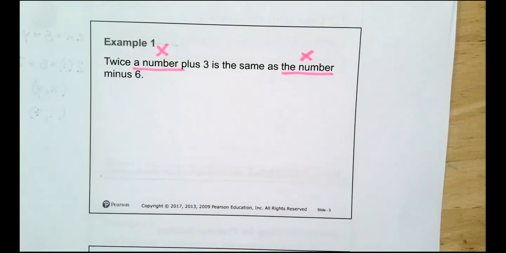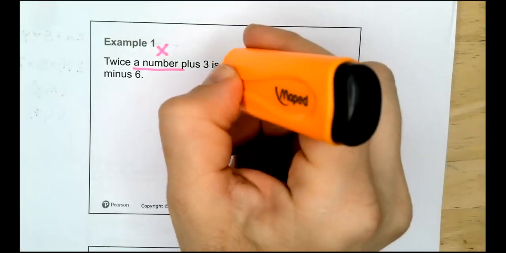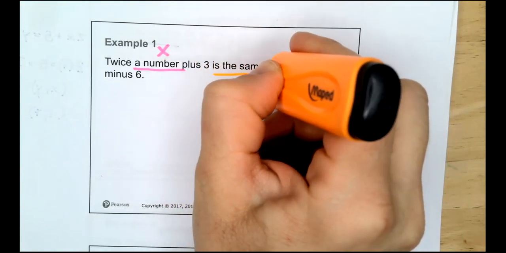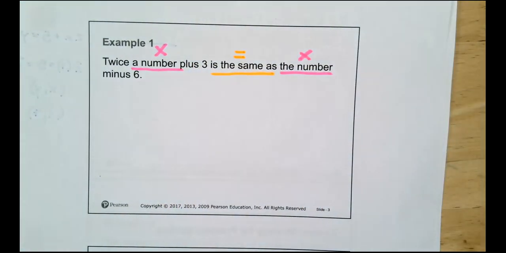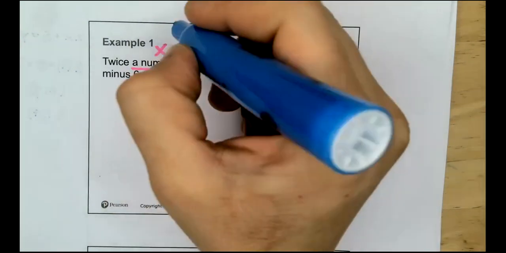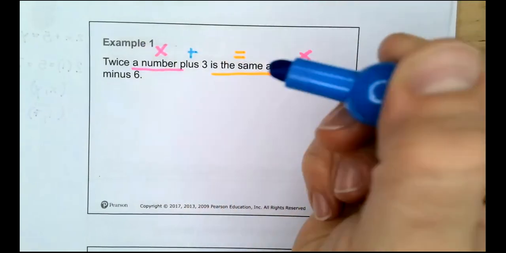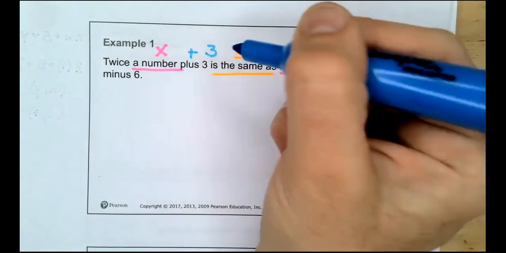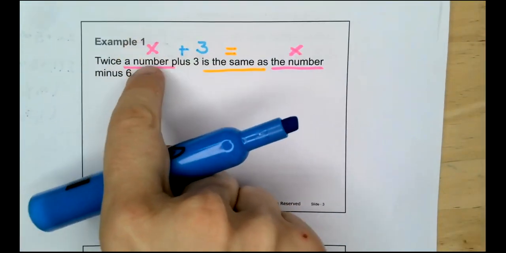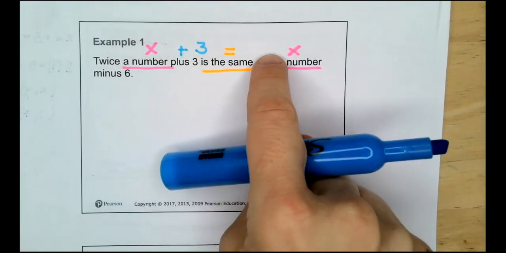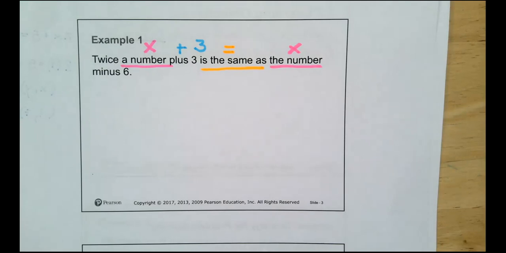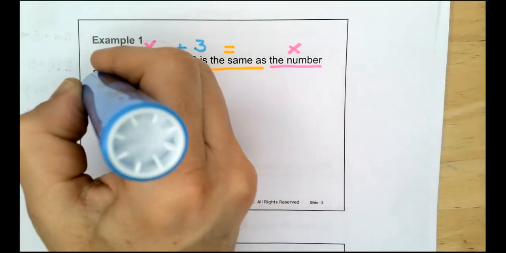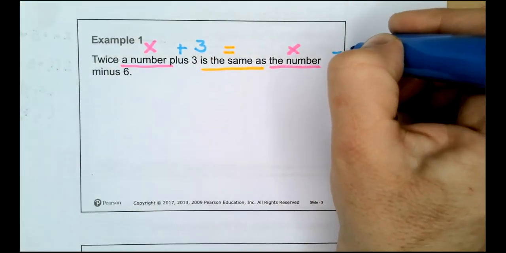What else do you know or notice? "Is the same as," I think of as an equal sign, yeah? We know plus, right? And we know 3. Twice a number plus 3 is the same as the number minus 6. Well, I know what minus 6 is too. It's kind of like plus 3. Minus 6.